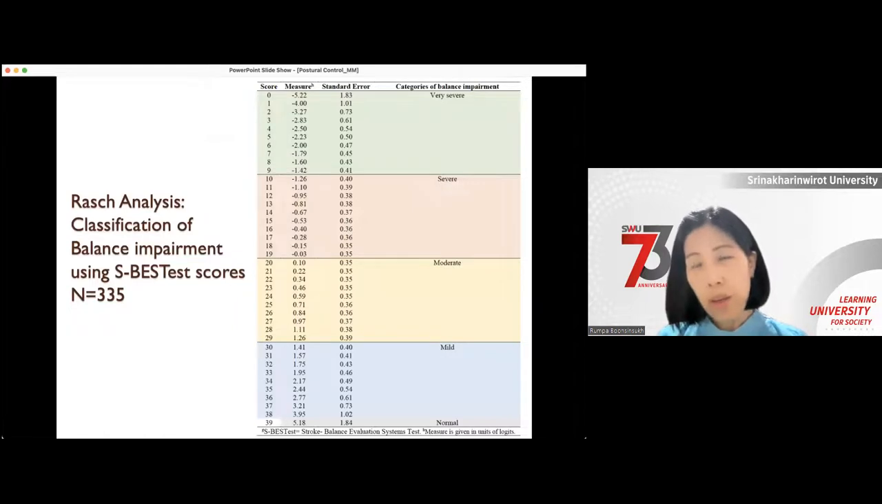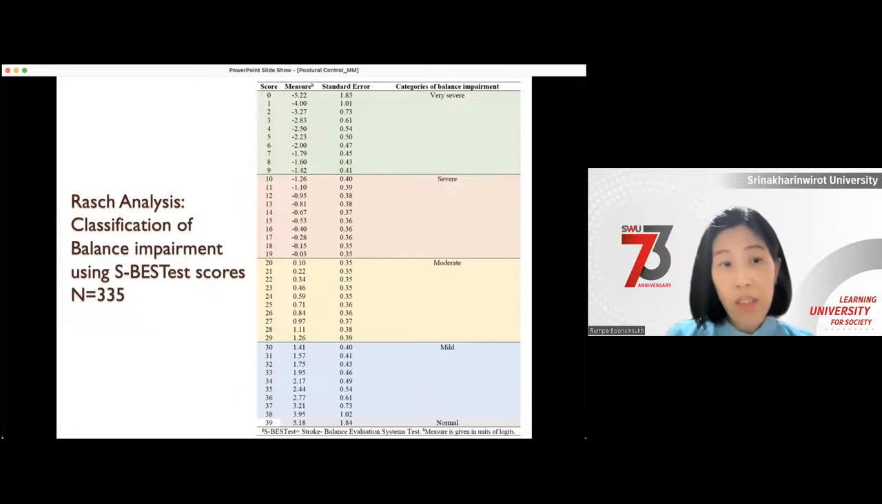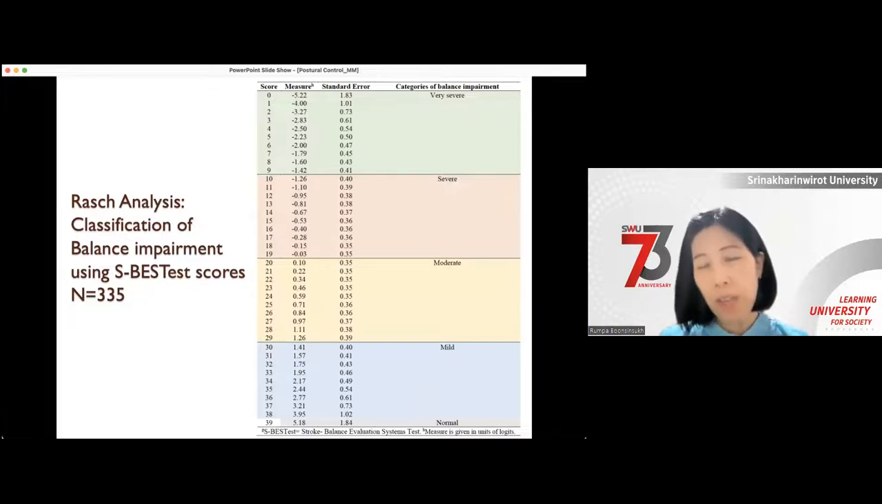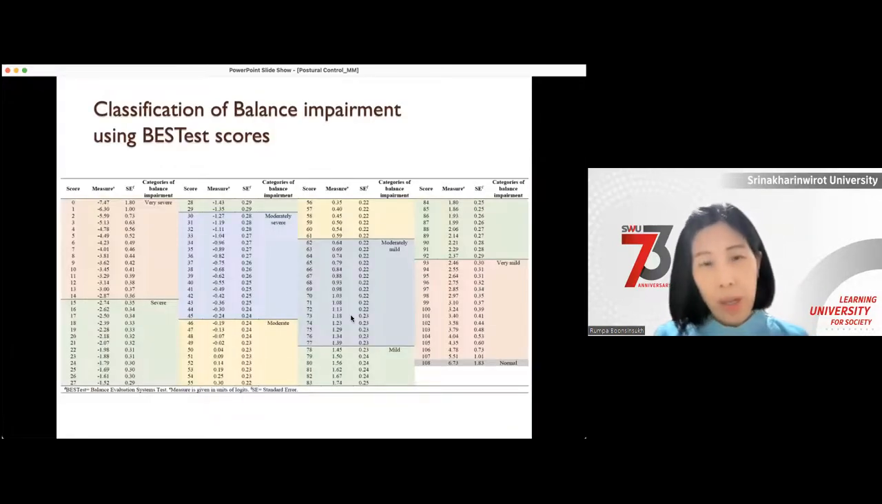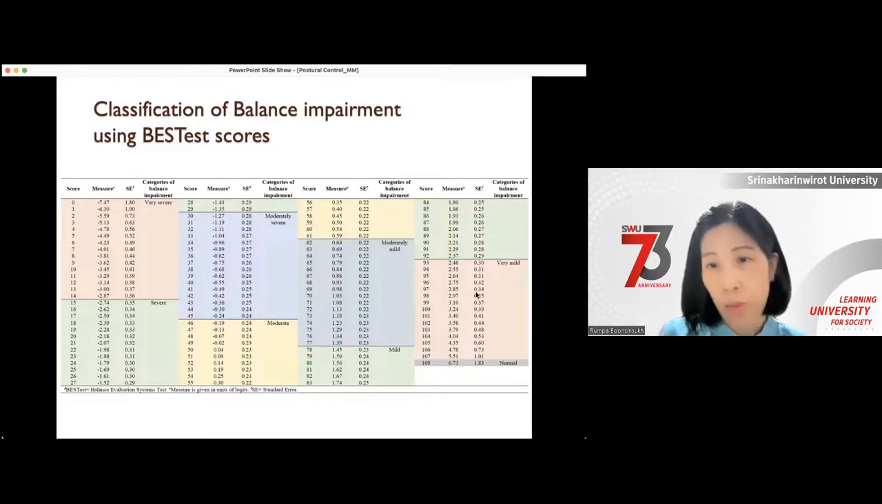We also further used Rasch analysis to classify the score and give it meaning: if the patient receives this type of score, what does it mean in terms of the severity of the balance impairment? So the S-BESTest can be classified into five categories: normal, which is the full score of 39, and then mild balance impairment, moderate, severe, and very severe. The clinician can use it in practice to see whether their intervention can improve the score or change the classification of the patient. And we also give the classification for the BESTest as well.